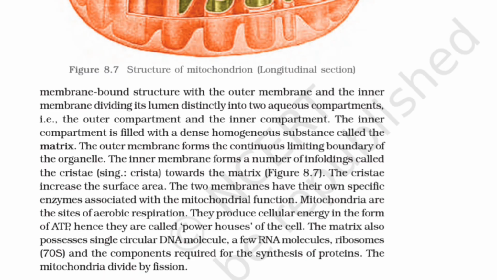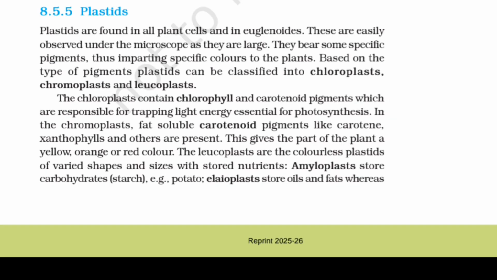Mitochondria are the site of aerobic respiration. They produce cellular energy in the form of ATP. Hence, they are called the powerhouse of the cell. The matrix also possesses a single circular DNA molecule, a few RNA molecules, 70S ribosomes, and the components required for the synthesis of protein. The mitochondria divide by fission.